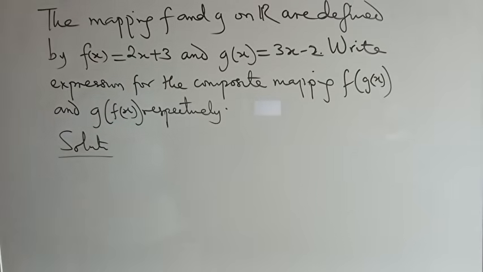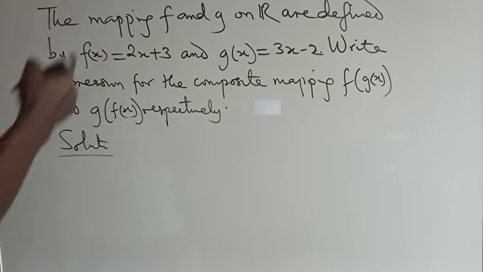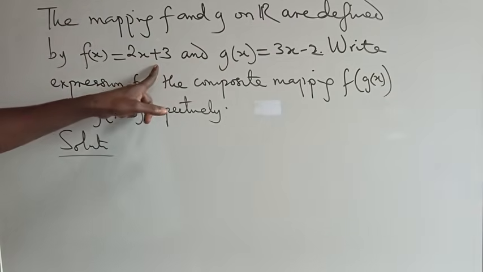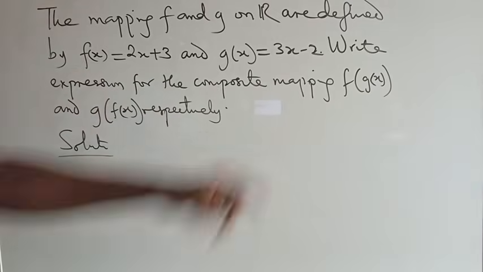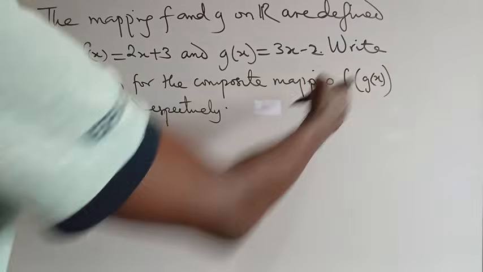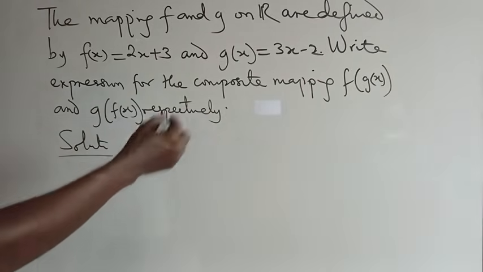Hello, this problem is about composition mapping. Now, the mappings f and g on the set of real numbers are defined by f of x equals 2x plus 3 and g of x equals 3x minus 2. Write the expression for the composite mappings f of g of x and g of f of x respectively.